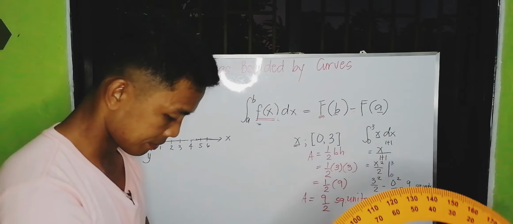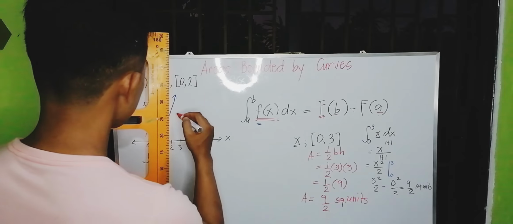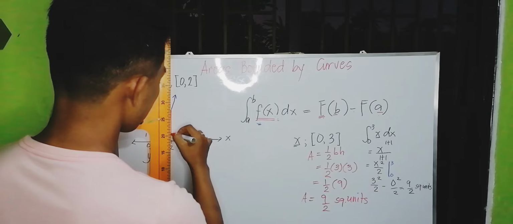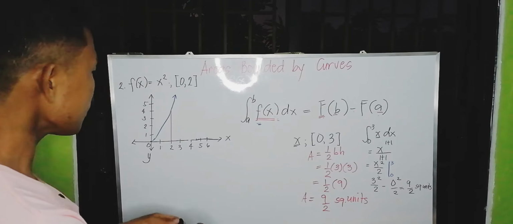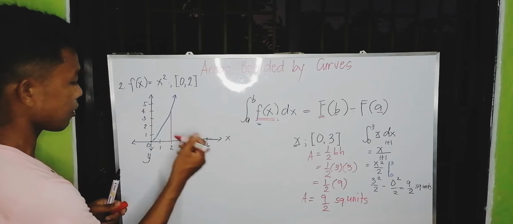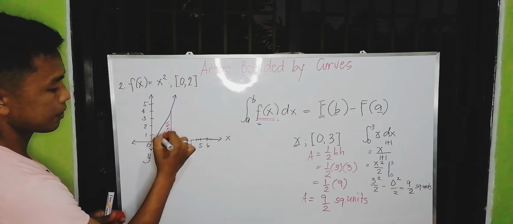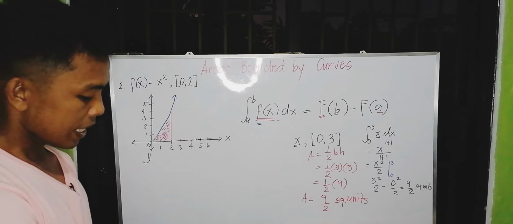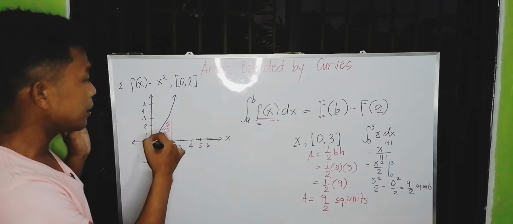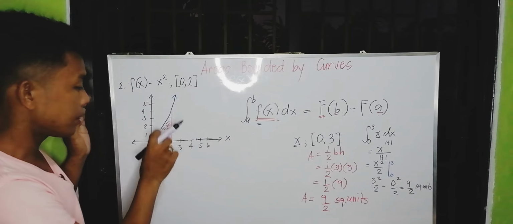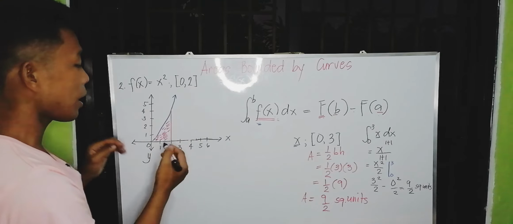Okay? Alright. So, ito ulit ang ating area na kukuhanin yung nasa loob lang. So, this one. Okay. If you are now interested in finding the area of this region bounded by the curve of x squared, the x-axis, and the interval from 0 to 2, eto na makukuha natin.